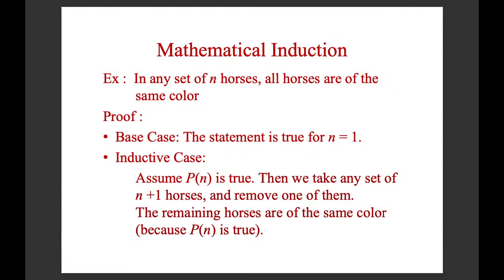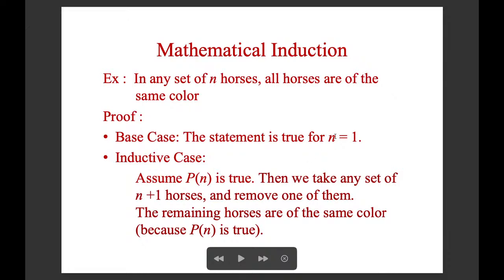Now we need to be careful. This is a case where we can easily make a mistake. So let's see. We want to show that in a set of n horses, all the horses are of the same color. Now, this is nonsense because we can have a white horse, a black horse, a brown horse, and so on and so forth. So it is impossible that in any set of n horses, all horses will be of the same color. But let's see what happens if we try to use mathematical induction.